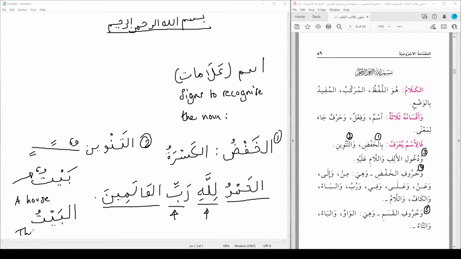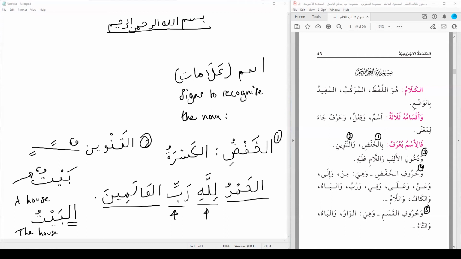Al-baytu, the house. So what is the sign that the word al-baytu is a noun? Well, it hasn't got kasra, it hasn't got tanween, but it does have alif wa lam. So alif wa lam is a sign that the word is going to be a noun. And by learning that sign, we can also identify that in the first example that I gave, alhamdu and al-alamina are both nouns as well, because they both have alif wa lam.